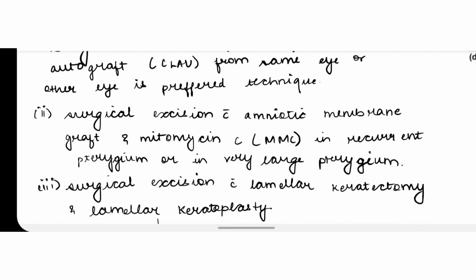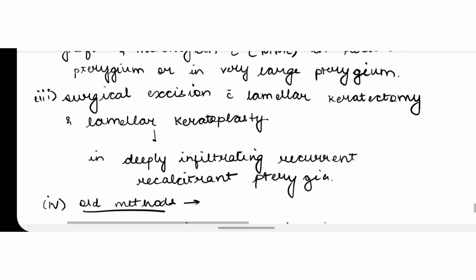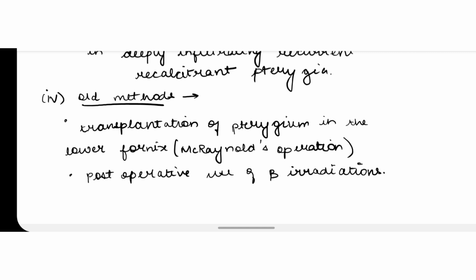Second, we can put the amniotic membrane graft and then give the mitomycin C in the recurrent cases of the pterygium, and if the pterygium is very large. Third, we can do lamellar keratectomy or lamellar keratoplasty. We do this lamellar keratectomy and keratoplasty only when there is deep infiltration of the pterygium and it damages the cornea to a large extent. Now there were several old methods which were used before but they are not used nowadays. Example, Mac-Reynolds operation.